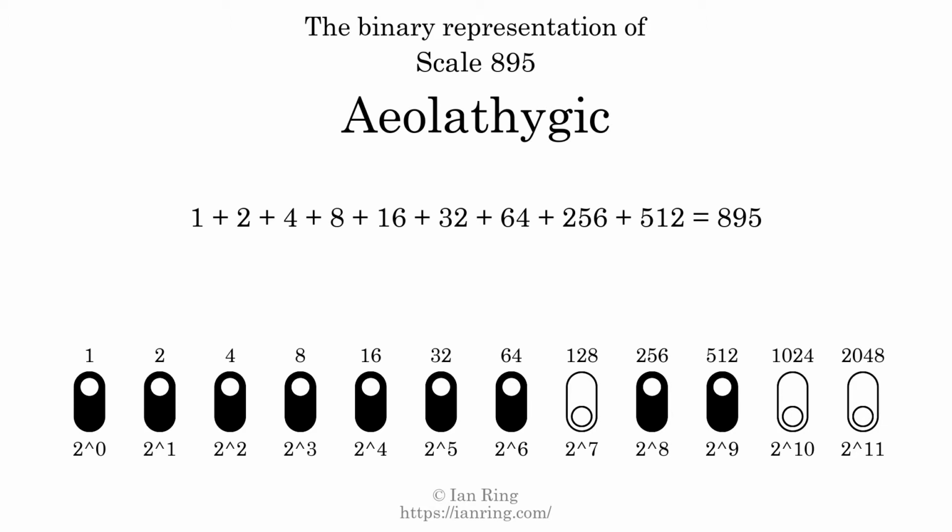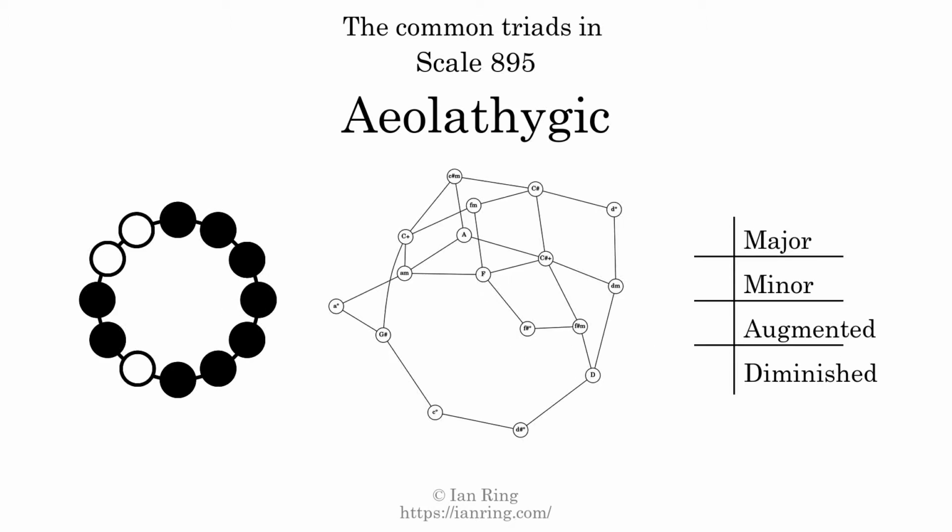The scale number not only enumerates the scale with a unique index, but it also literally describes the tonal content of the scale. Represented as a binary number in base 2, the scale number is 001101111111. Here are the common triads present in this scale. The diagram in the center is a graph of parsimonious voice leading between triads.